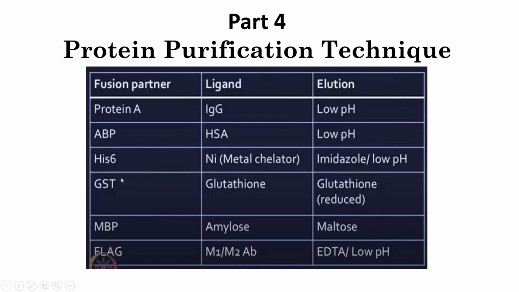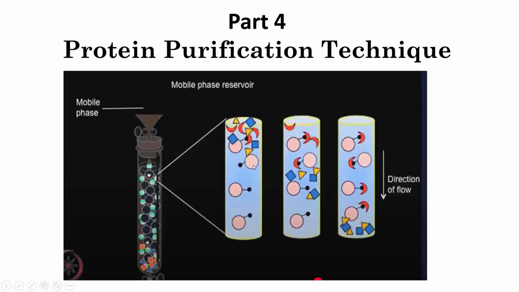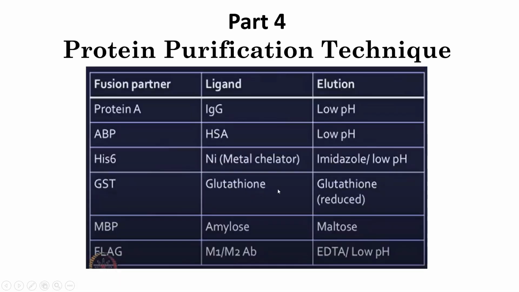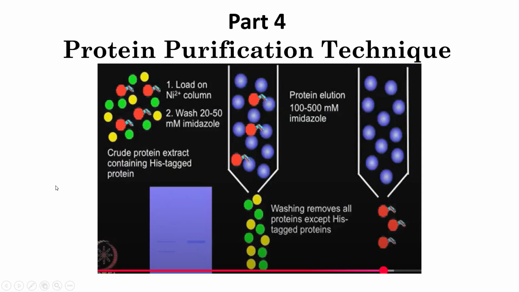So these are different ligands and fusion partners. As I was saying, I gave this one example, histidine and nickel. Depending upon the type of fusion partner your protein has, you can have different ligands attached to these beads. All those are available commercially. Accordingly, those beads can be taken and used for those specific proteins, and the corresponding elution buffers are used for the type of protein you want to elute. Then when you run it on an SDS-PAGE, you will see those purified protein bands.